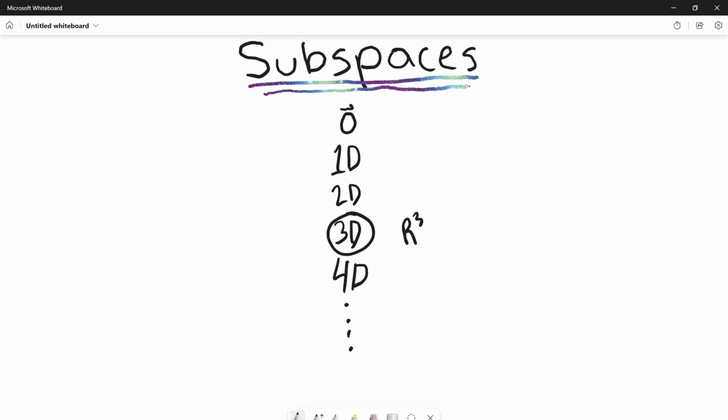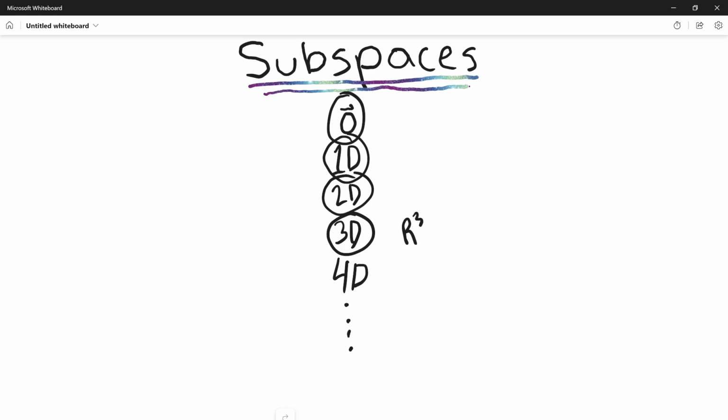We could have a three-dimensional subspace, or a two-dimensional plane oriented some way in our three-dimensional space here, or we could have an infinite line oriented somewhere in that space, or we could have a zero-dimensional point, which is just the zero vector. Now, an important thing to point out is that all subspaces must cross through the zero vector.